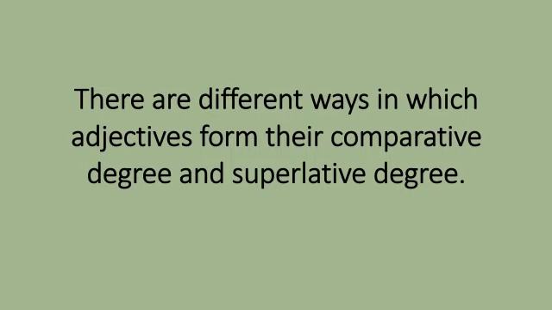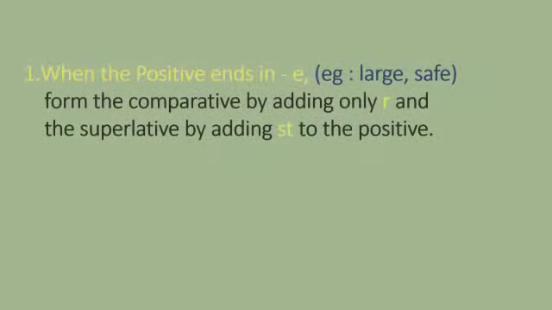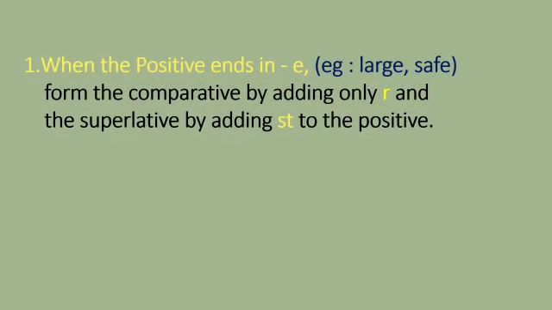There are different ways in which adjectives form their comparative degree and superlative degree. First, when the positive ends in e, example, large, safe, form the comparative by adding only r and the superlative by adding st to the positive.